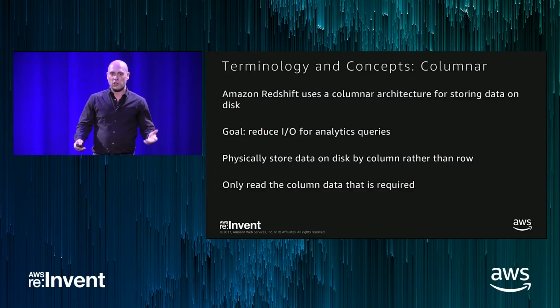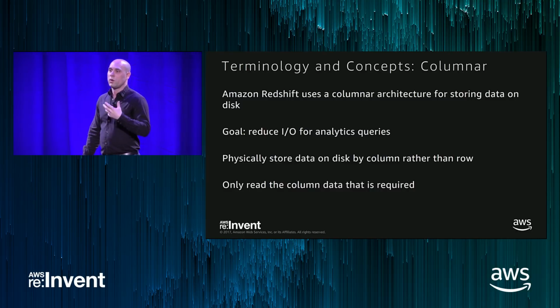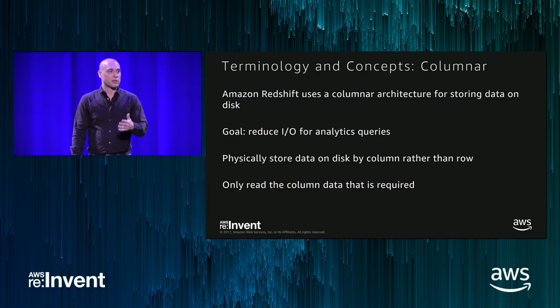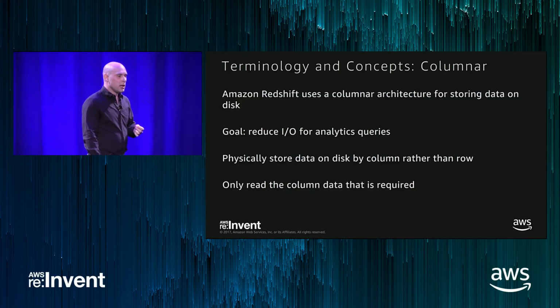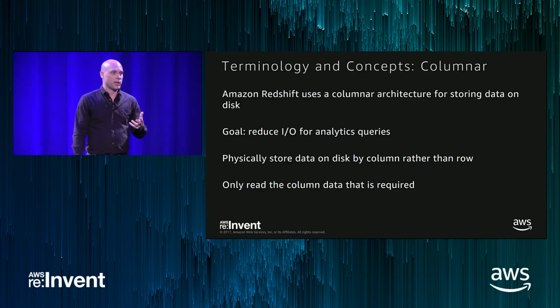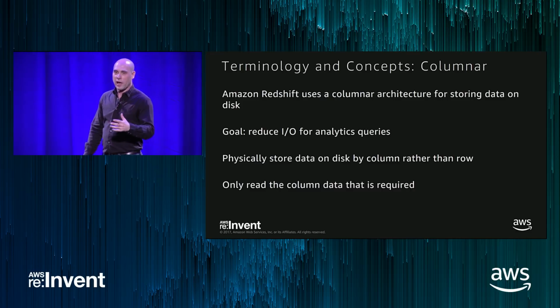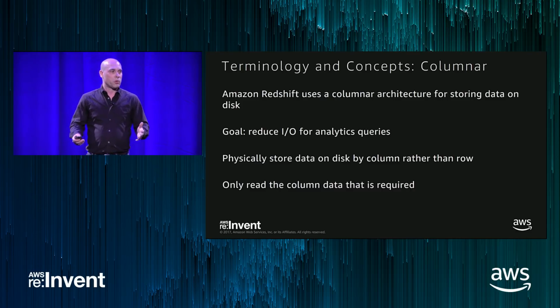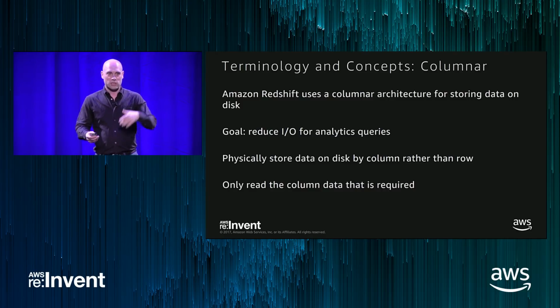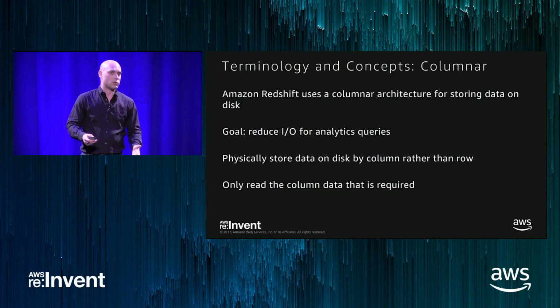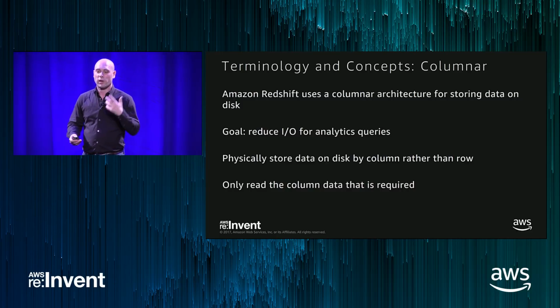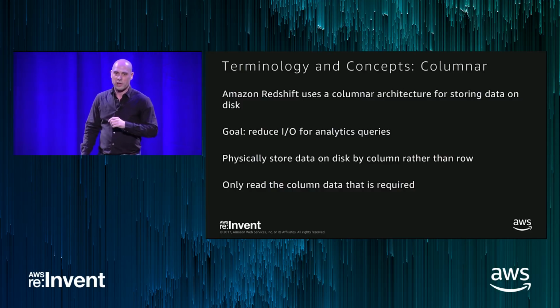So the first terminology, I already mentioned it, columnar. Redshift is a columnar data warehouse. What that means is we store data on disk column by column rather than row by row. The reason we do this is because the queries that you typically run against a data warehouse, like sums and averages and various other aggregate functions, typically only operate on a subset of the columns. So when you're only querying some of the columns across millions or billions of rows, a columnar architecture greatly reduces I/O on those sorts of operations.